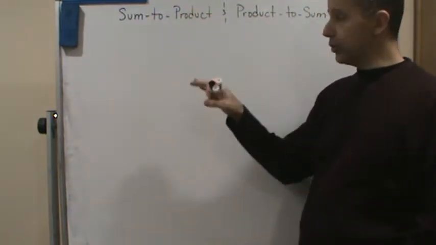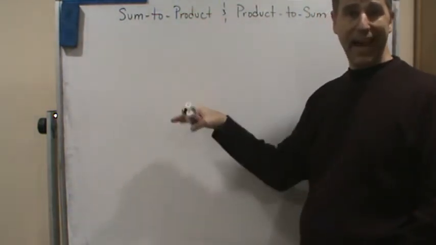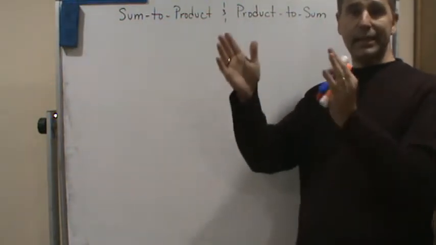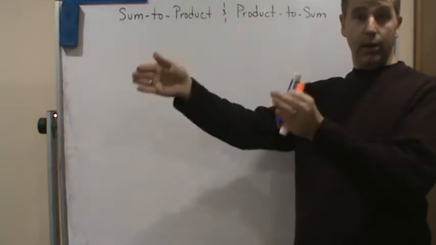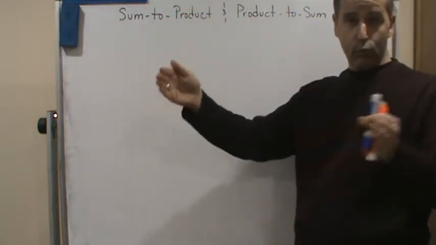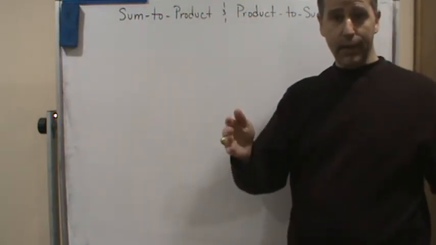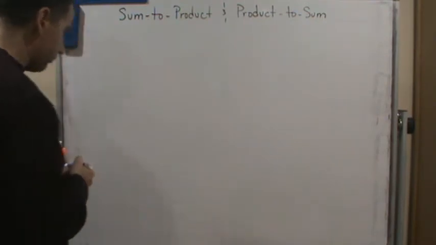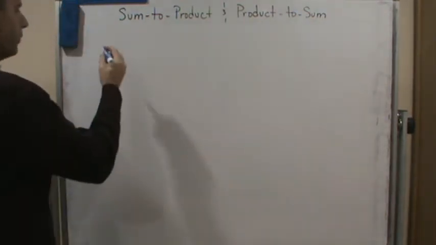Okay, so all we're going to do is basically take the sum and difference formulas and add them and see what we get. We're going to get formulas that are going to be able to take products of trigonometric functions and write them as a sum, and then also from sum to products. Okay, so let's start with cosine.